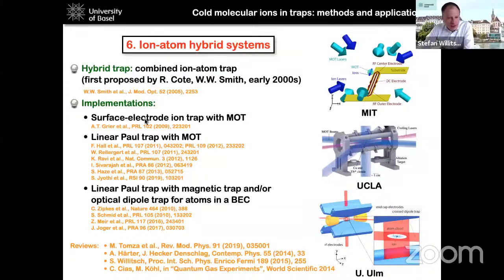And where they combined a surface electrode ion trap with a magneto-optical trap. And since then, many different groups all over the world have come up with similar experiments. It's typically linear Paul traps that are combined with magneto-optical traps, or linear Paul traps with magnetic traps and/or optical dipole traps, in which one can keep the atoms, and sometimes even in the form of a Bose-Einstein condensate. So this has now become a thriving field on its own.